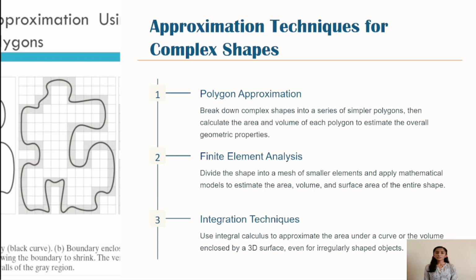Approximation techniques for complex shapes. Polygon approximation. Break down complex shapes into a series of simpler polygons, then calculate the area and volume of each polygon to estimate the overall geometric properties. Finite element analysis. Divide the shape into a mesh of smaller elements and apply mathematical models to estimate the area, volume and surface area of the entire shape. Integration techniques. Use integral calculus to approximate the area under a curve or the volume enclosed by a 3D surface, even for irregularly shaped objects.